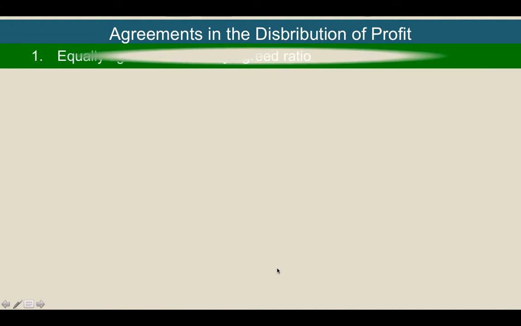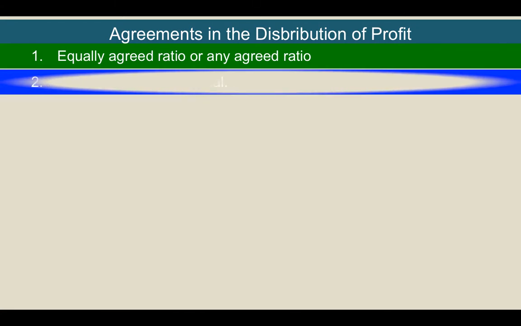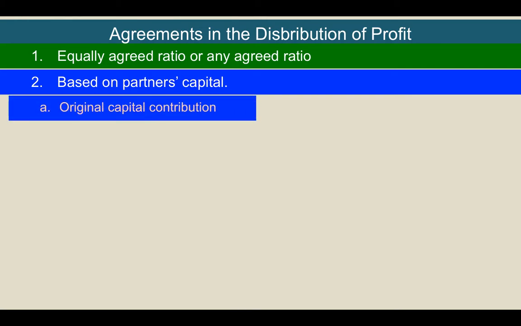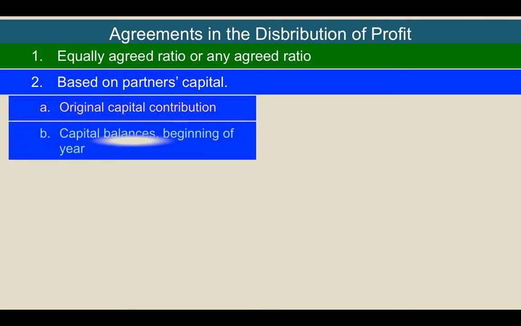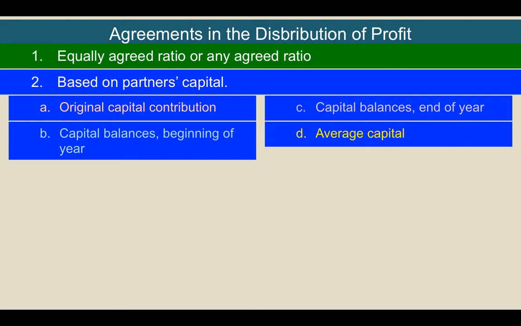So I am referring 1 and 2 as number one, equally agreed ratio or any agreed ratio, and number two, based on partner's capital. And we have already learned that there are four options. The first one is based on original capital contribution. The second one is based on capital balances beginning of year. And the third is capital balances end of year. And the last and fourth option is based on average capital.